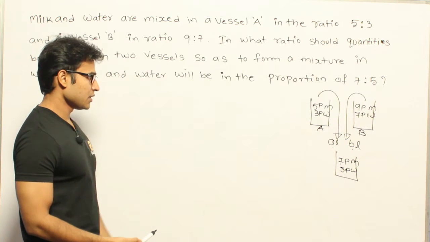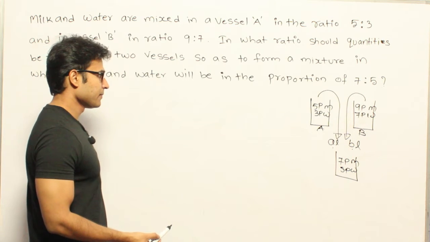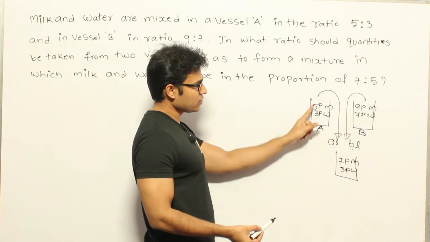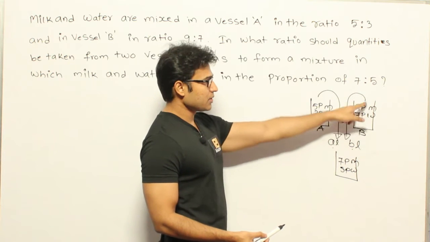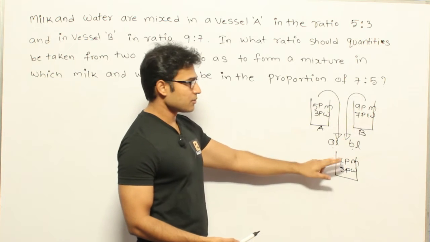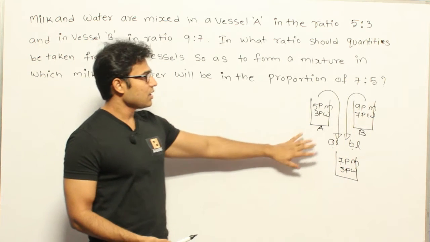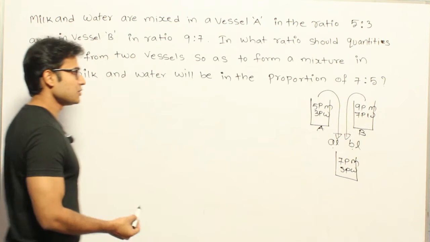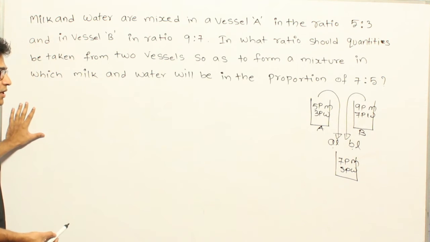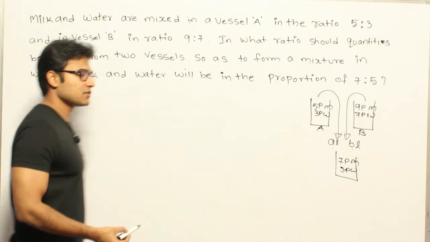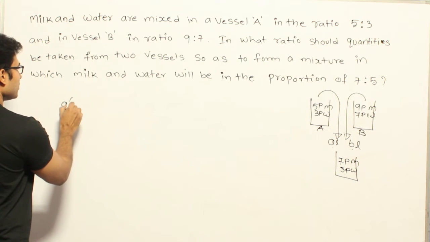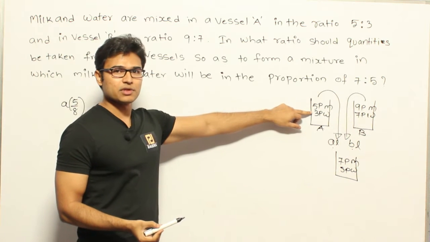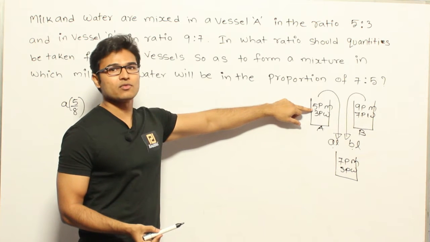Now how to solve it? There are various ways to solve it. If you assume that A liters is what you are taking from here, you can find out the total milk coming from here and the total milk coming from here, and then the remaining will be water. Therefore you can use that the milk to water ratio has to be 7:5. What I mean to say is, what is the total milk you are going to get if you take A liters from here? Total milk equals A into 5/8, isn't it? Since it is in the ratio of 5:3, the milk will be 5/8 of it, right?